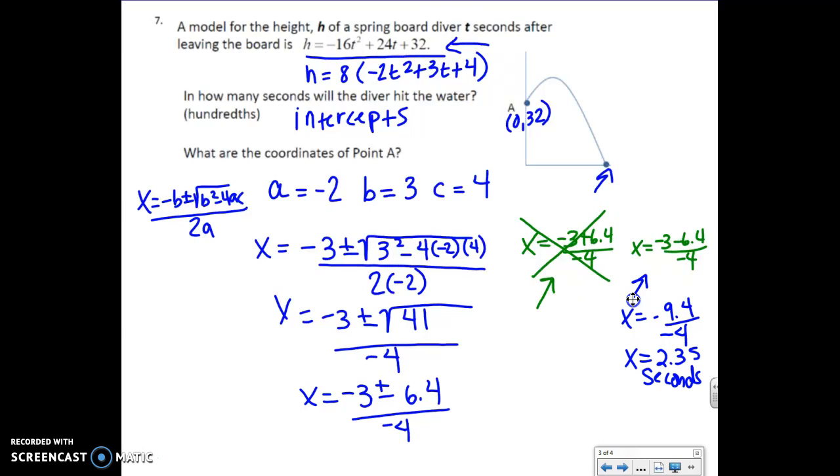So my point, since I have to put it on the graph, is going to be 2.35, comma 0. Because remember, when you do quadratic formula, you plug in 0 for h or for y. And don't forget, you also have to label your axes.